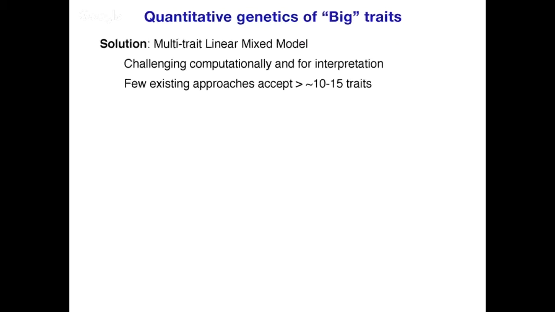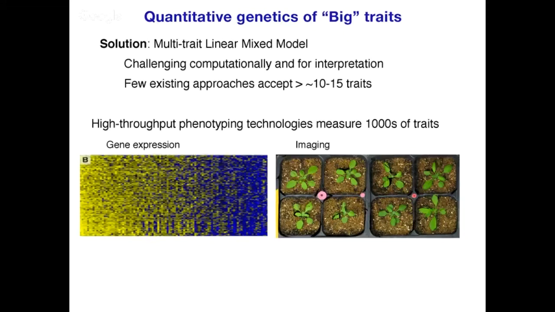There are only a few programs out there that can even accept 10 or 15 traits together. However, today, there's a lot of interest in high-throughput phenotyping, which are technologies that can measure hundreds or thousands of characteristics of an organism at once.